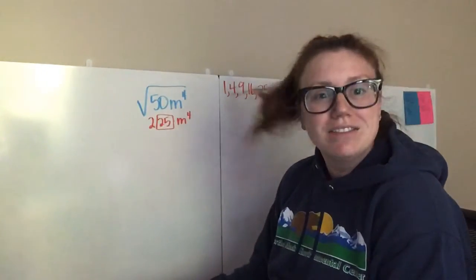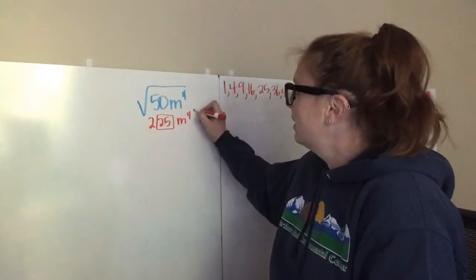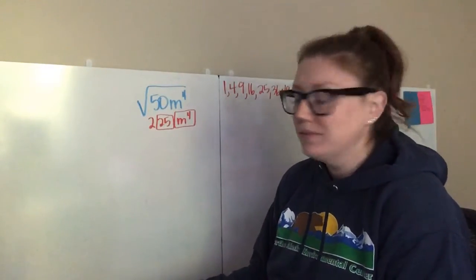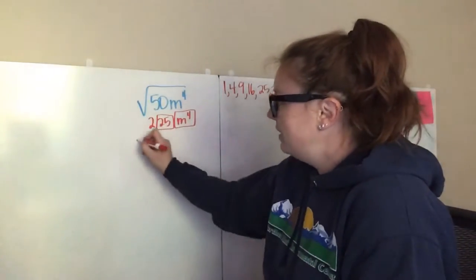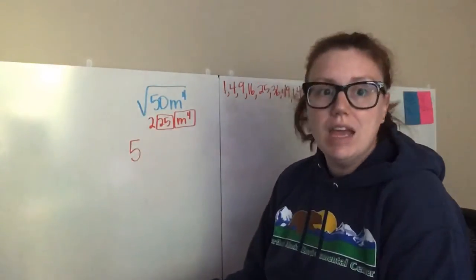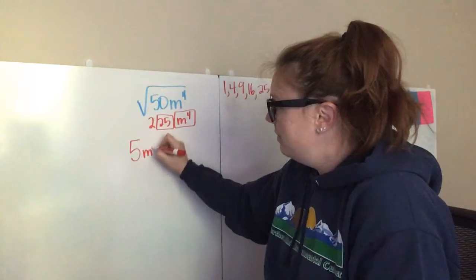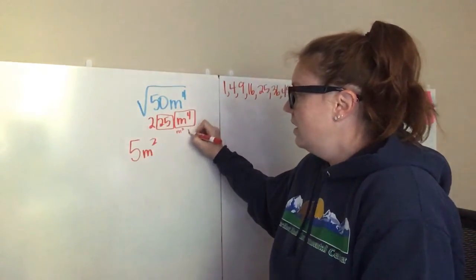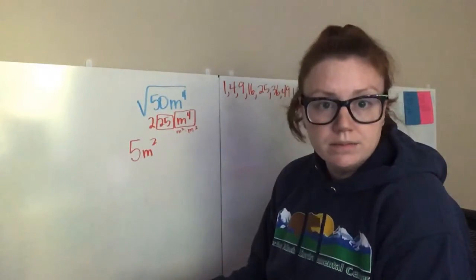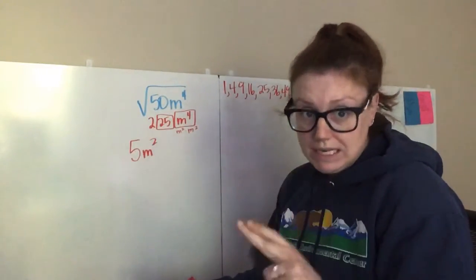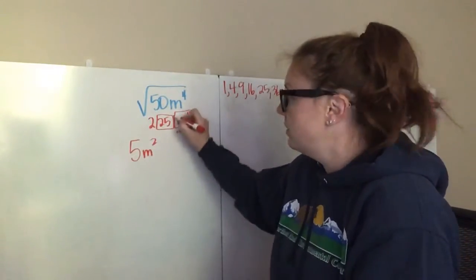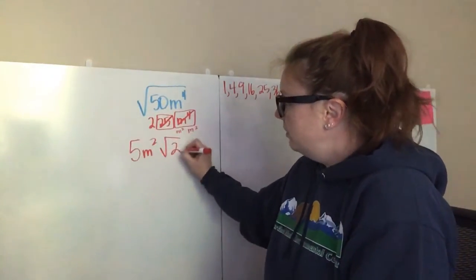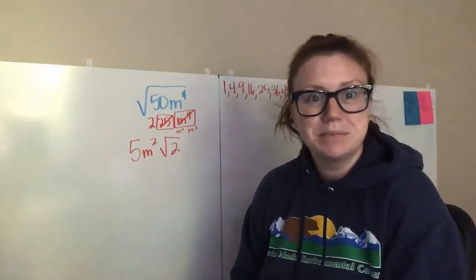We have 25 as perfect. And we have m to the 4th because it's even. Square root of 25 is 5. Square root of m to the 4th is m squared, because again, to get m to the 4th, you do m squared times m squared. So those are two of the same things that get multiplied together to make it, so I can do the square root. And radical 2 is left behind.